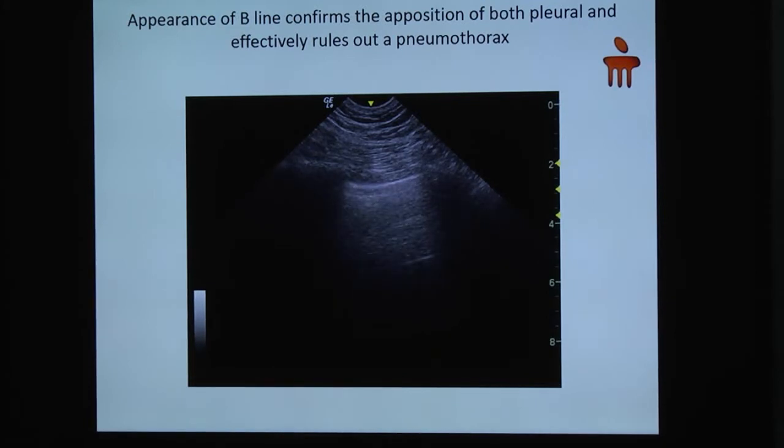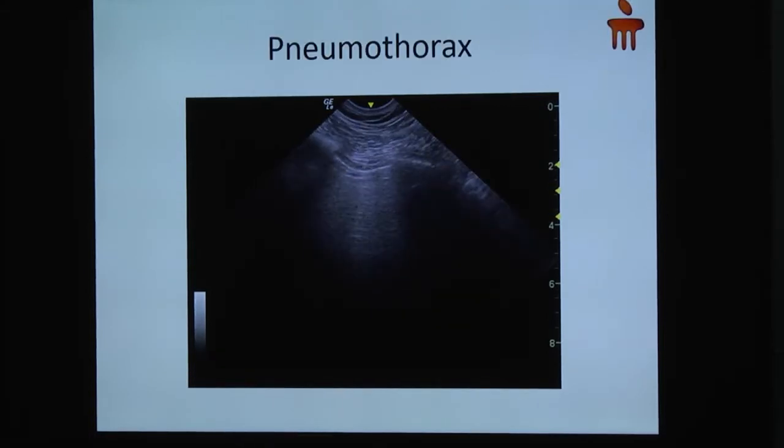This here, do you think this patient has a pneumothorax? No, because you can see pleural slide, isn't it? And another thing is you can see B lines as well. Again, if you can see B lines, it means the patient doesn't have pneumothorax. Here, most likely patient has got a pneumothorax because we can't see the pleural slide. What you are seeing is because of the movement of the probe itself.